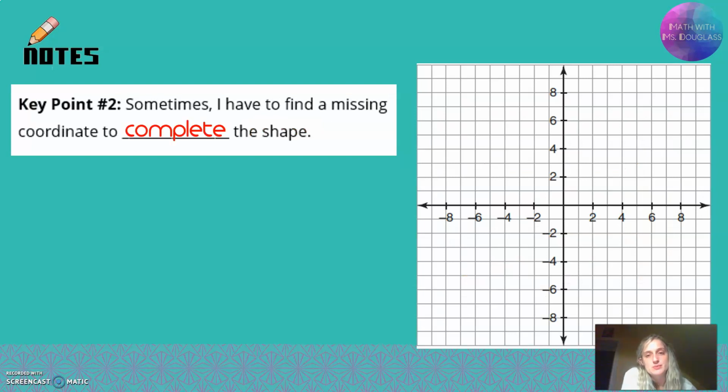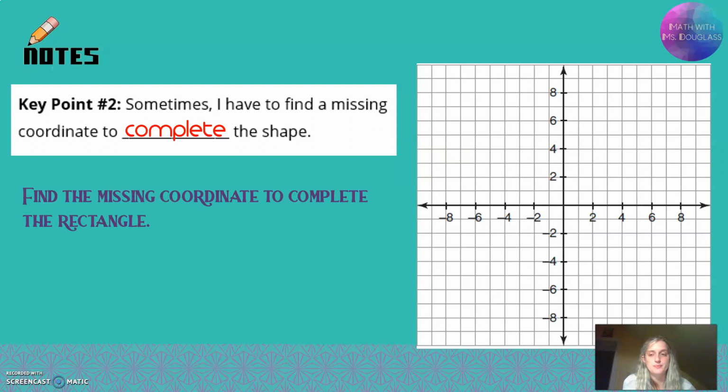Sometimes we have to find the missing coordinates to complete or finish our shape. For example, find the missing coordinate to complete the rectangle if I give you these 3 points. This does require a little bit of geometry knowledge. We need to know that a rectangle has 4 sides. We don't necessarily need to know that the sides have to all be the same lengths like a square does, but it might help us out.